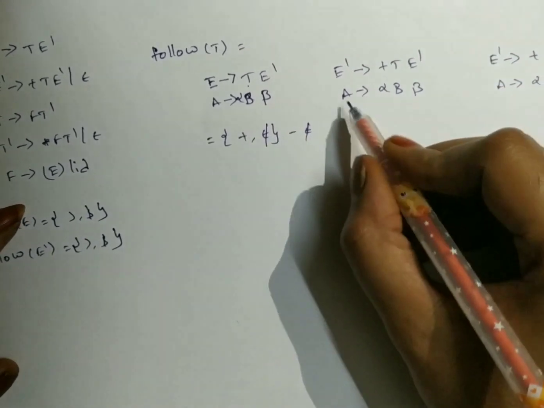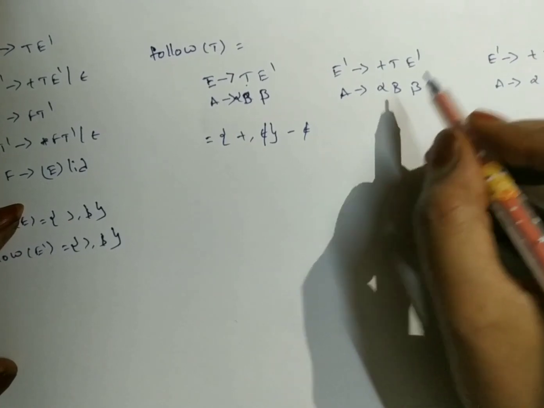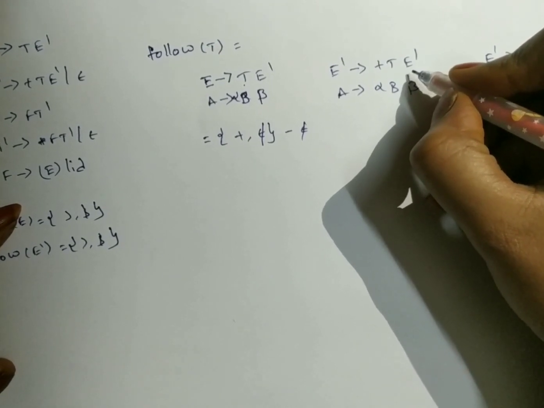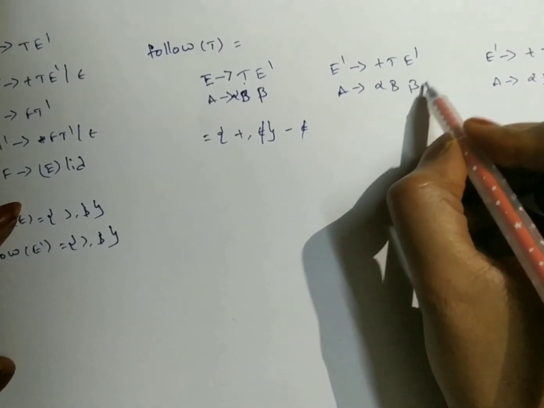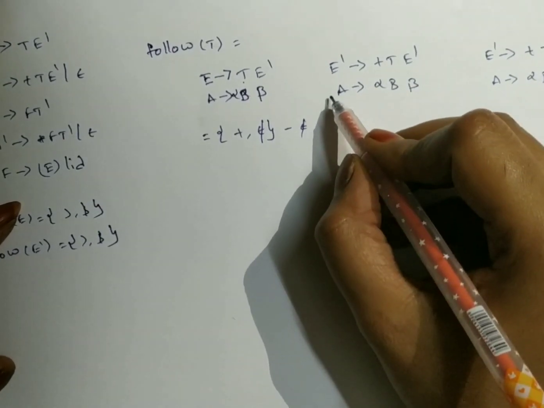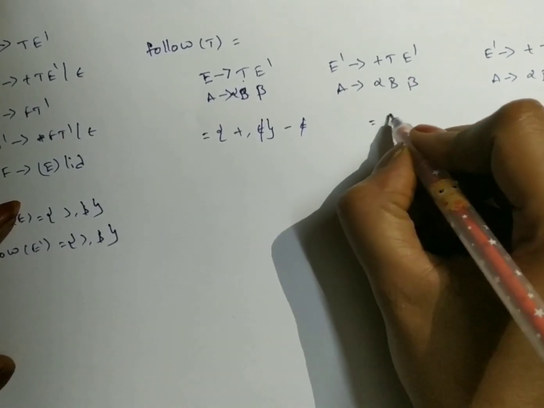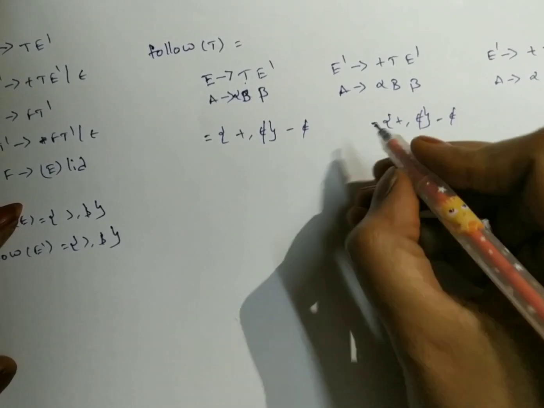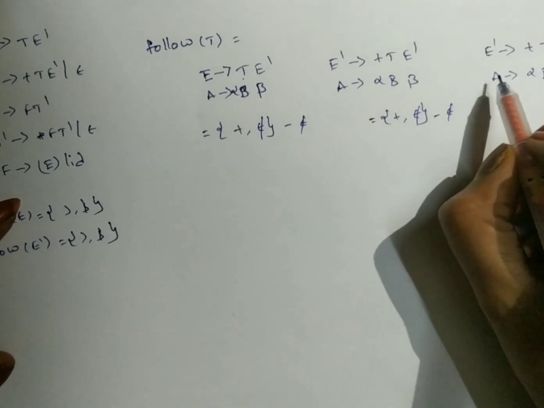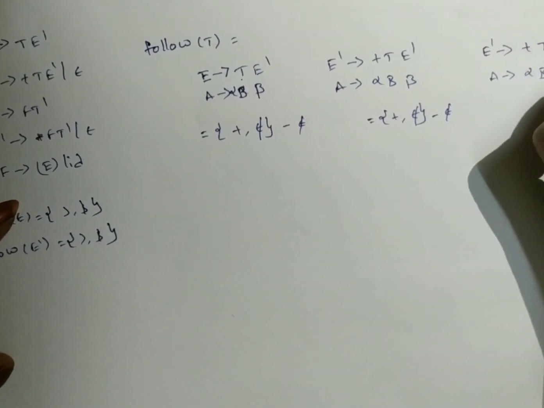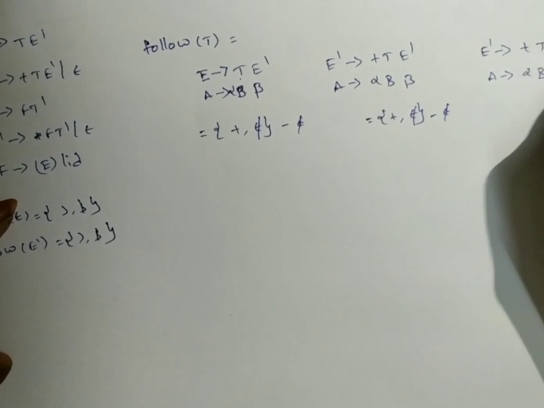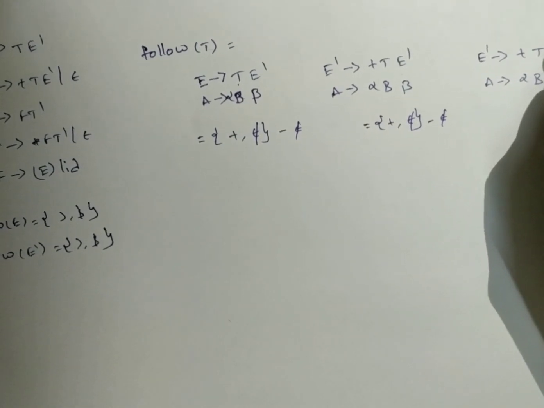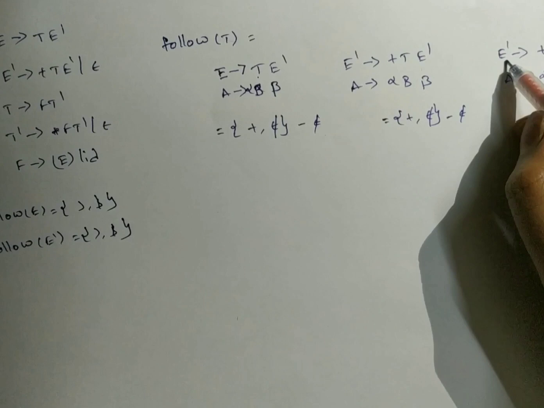Okay. Now I am considering the second equation. Here also we have a beta value with E dash. So the first of E dash will be considered as the follow of E dash. First of E dash means same, plus comma epsilon. I am minusing epsilon here, so plus will be remaining. Okay. See, in the third case, beta is epsilon. We don't have any beta value, so it was satisfying the third rule.